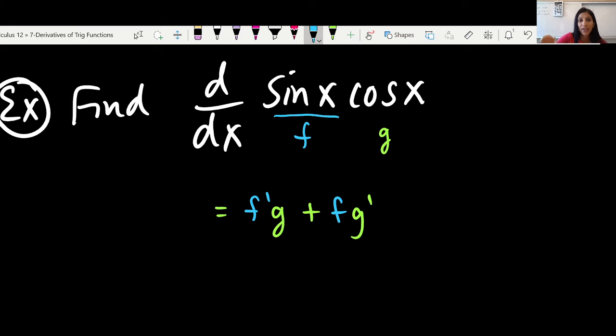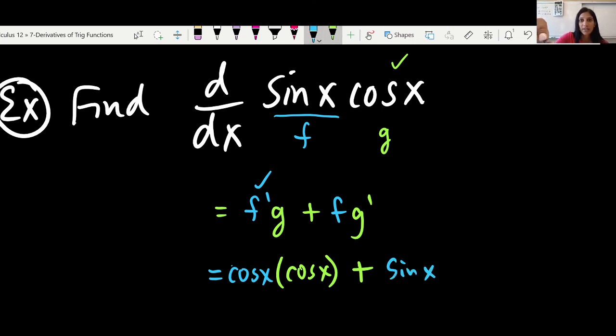So we just simply go through and define what each of those are. So when I look at this sine x, well, when I apply it or put it into here, the derivative of sine x we know is cos x. So that deals with that part. And then I need g, which was just another cos x. So that would be cos x from here. And then it would be plus f, so just the original sine x, times g prime, and we know that g prime is negative sine x.